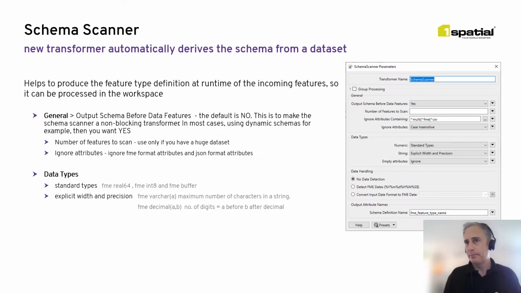For the data types, again, the standards are pretty good. We're looking at what FME standard types they are. Are they real 64-bit, integers, or FME buffer types? And in terms of varchar, what width is in a string, it will determine the maximum and give you the number of maximum characters. And for FME decimal, what it's outputting there is the number of digits before the decimal to the left, and then the number of decimal places to the right.